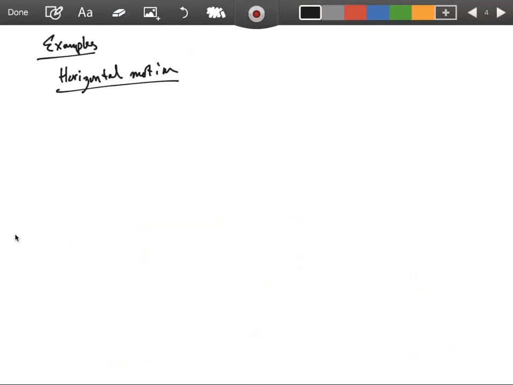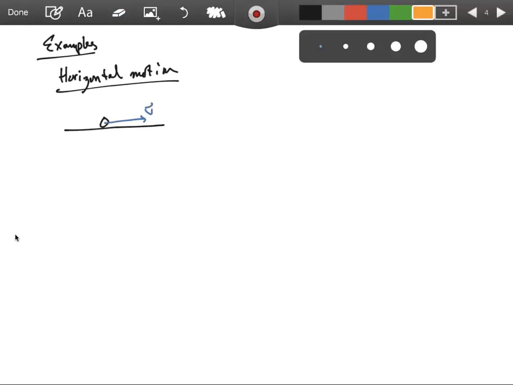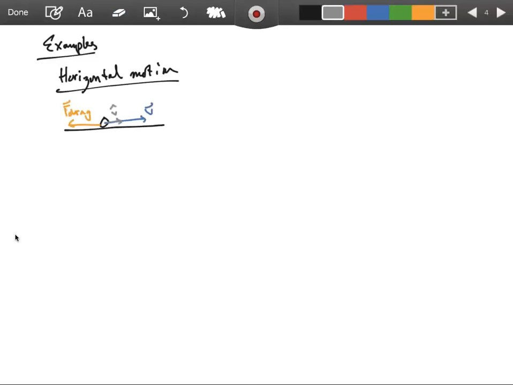So good. Let's say I have some object. My object is moving horizontally, where it has some velocity v. So here's my velocity v. In this case, a drag force would be in this direction. It's going to be drag in the opposite direction of the motion, which again means that my velocity unit vector will point in this direction.